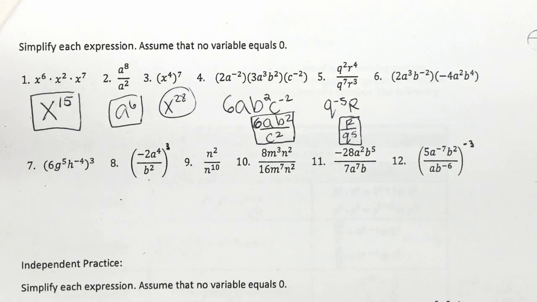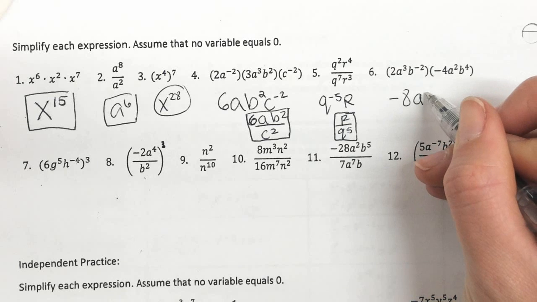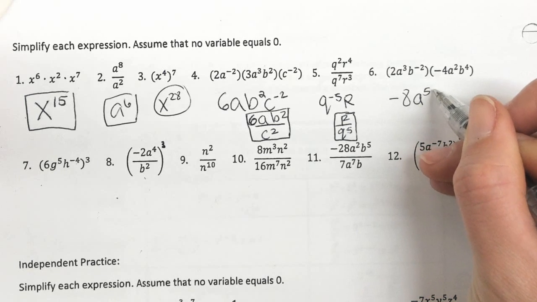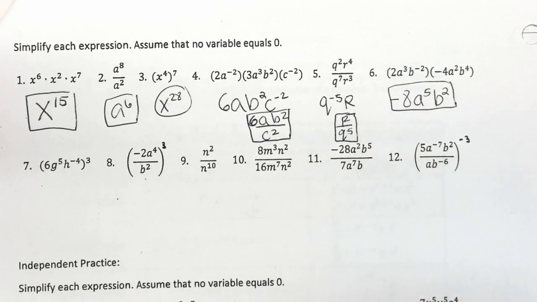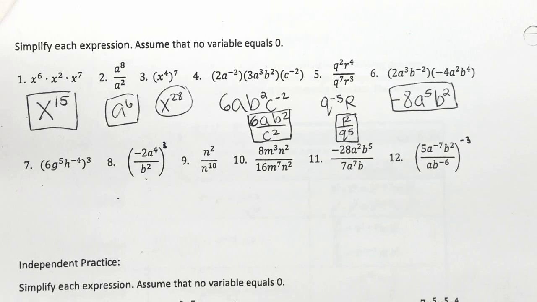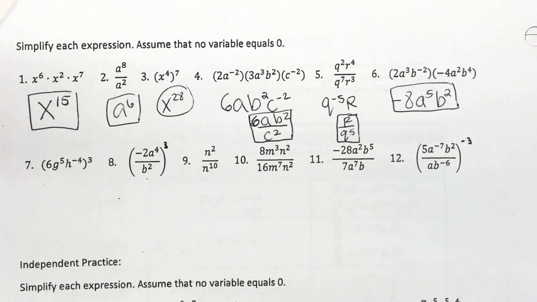Everybody good? Okay. Next one, tell me what the answer will be. Negative 8A to the 4th power B squared. A to the what power? 4. Oh, 5. Good. And B what? Squared. Very good. Any questions? Because we have an A right here, so we keep the base, add the exponent. So 3 plus 2.